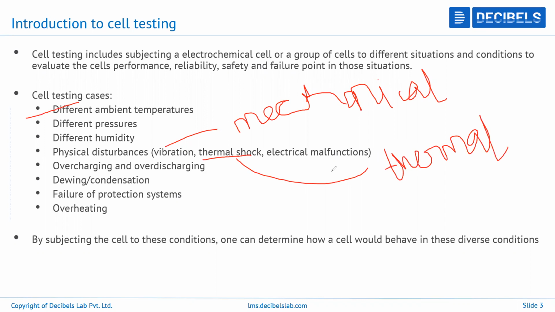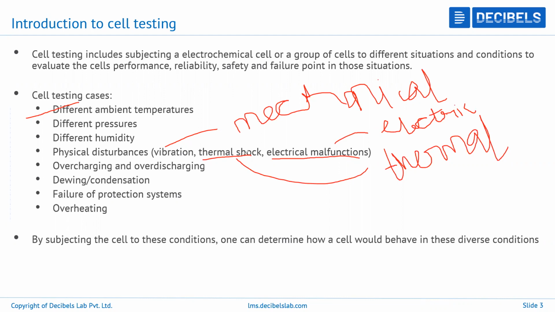Right? And electrical malfunctions would come under electrical abuse. Okay. So this would come under electrical abuse. So these three are the main scenarios, or the main physical disturbances, that a battery or a cell would face in real-time operation.